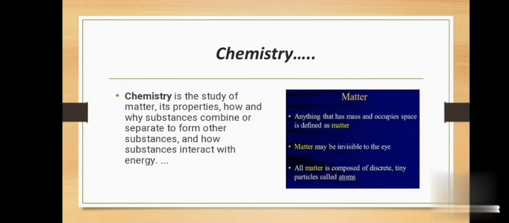Similarly, the relationship of matter with energy, how matter is affected by any kind of energy. For example, suppose we have ice blocks or ice cubes, and we apply heat on it. Heat is a form of energy. So what is going to be the effect on that matter because of the application of that energy? All those things are studied under chemistry.